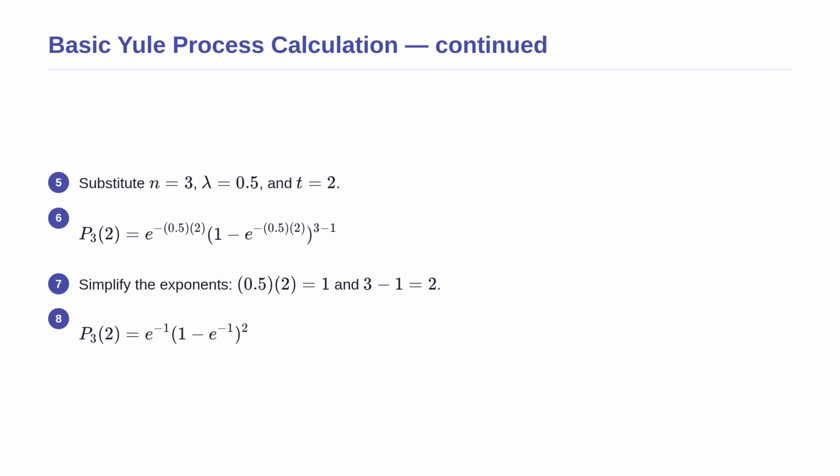Continuing with our calculation, we substitute our known values into the formula. We plug in 3 for the target population n, 0.5 for the individual birth rate lambda, and 2 for the elapsed time t. Next, we simplify the exponents. Multiplying the rate and time gives us exactly 1. The exponent for the second term becomes 2. This clears out the variables and leaves us with pure numbers.